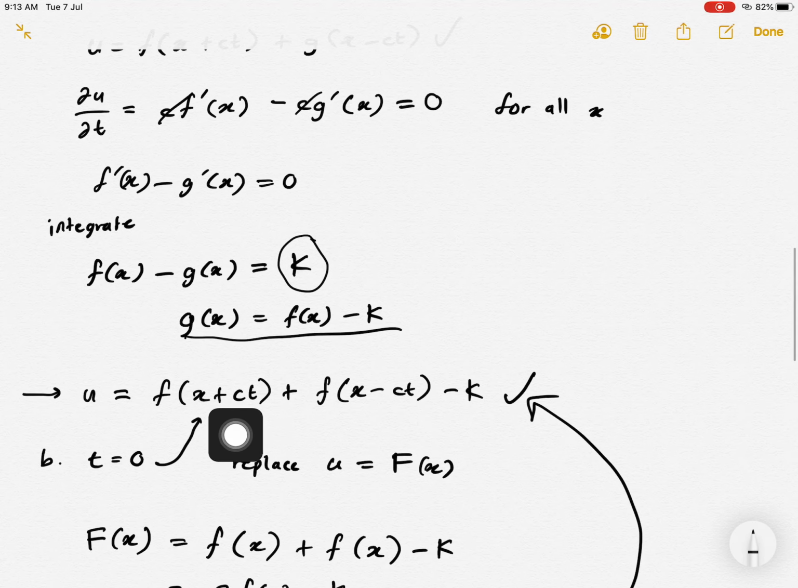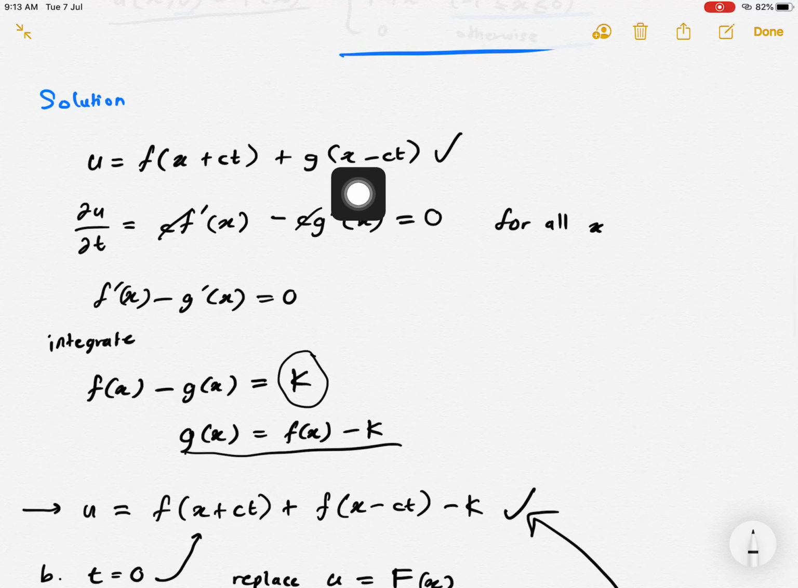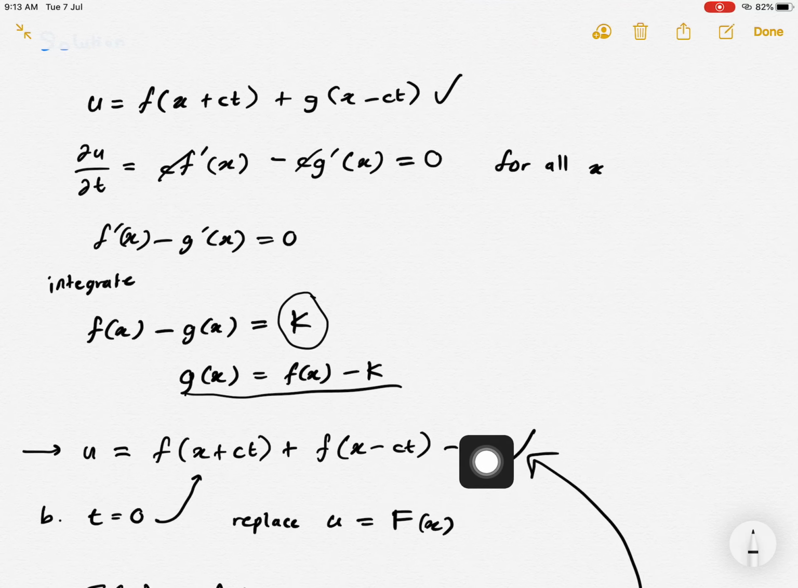So if you look at this equation, okay, we have f function with respect to x plus ct, and g is replaced with this function f with respect to x minus ct, because g is the function with respect to x minus ct. Okay, and we have minus k. So this is the solution that we have so far, but we need to consider another boundary condition to have the complete solution.